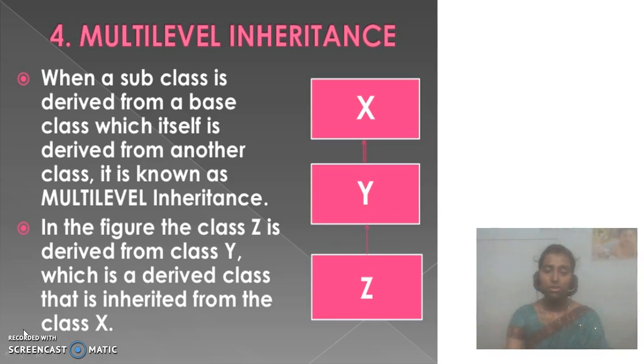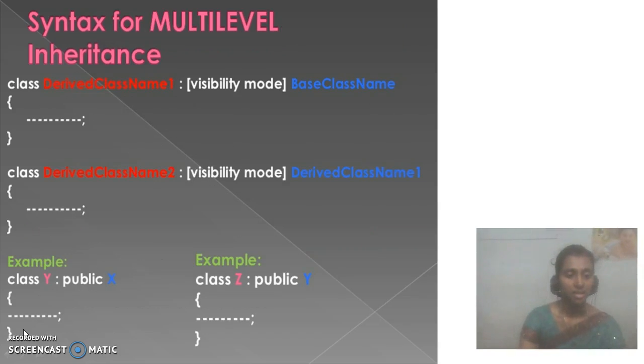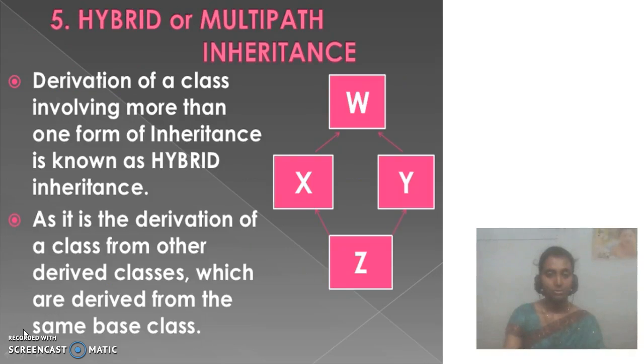Multi-level. Here more than one level of hierarchy we can use. Deriving a new class from an already existing derived class. So here exists the new class Z which is derived from the class Y which is already derived from X. Syntax. Here Y is derived from X and then Z is derived from Y.